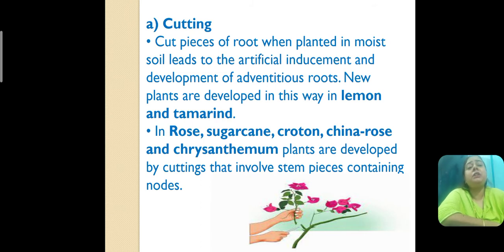So the cut pieces of roots or stems are planted in moist soil, leading to artificial inducement and the development of adventitious roots. The new plants developed in this way from the roots is a method of propagation in the case of lemon and tamarind. The rose, sugarcane, China rose, and chrysanthemum plants are developed by cutting that involves stem pieces containing the nodes and internodes.